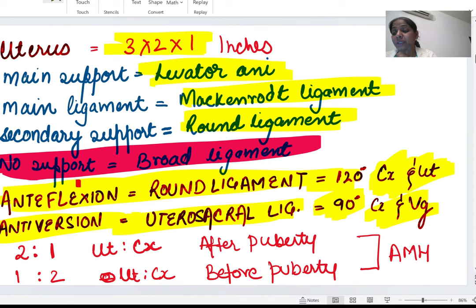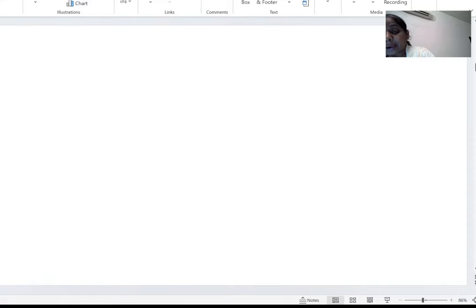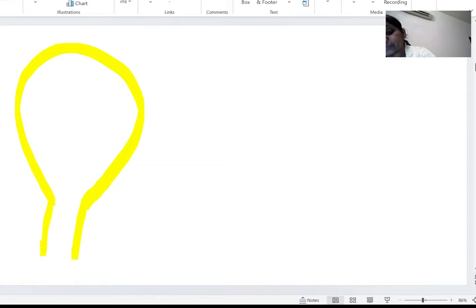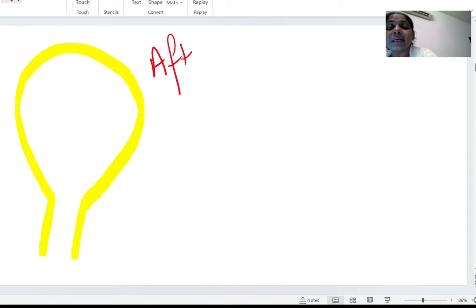what is the uterus to cervix ratio before puberty and after puberty? Come on, everybody. No, Dr. Isra, let me tell you in detail. This is after puberty. Very good, Dr. Jessica. The diagrams which we see in our book are after puberty. Here the uterus is double the size of the cervix.